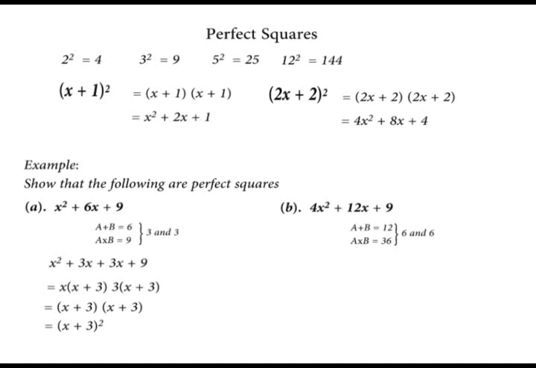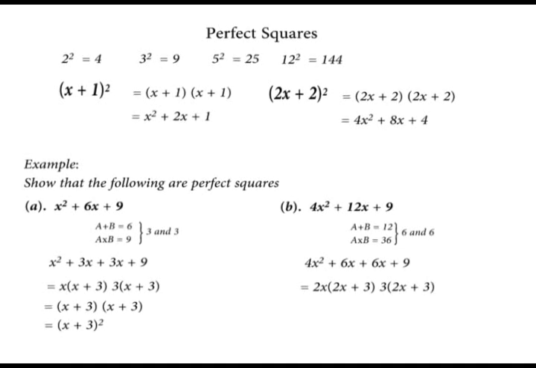Rewrite the expression 4x squared plus 6x plus 6x plus 9. Factorize 2x into 2x plus 3, then 3 into 2x plus 3. Then get 2x plus 3 times 2x plus 3. That is also equal to 2x plus 3 squared. And so the expression b is also a perfect square.